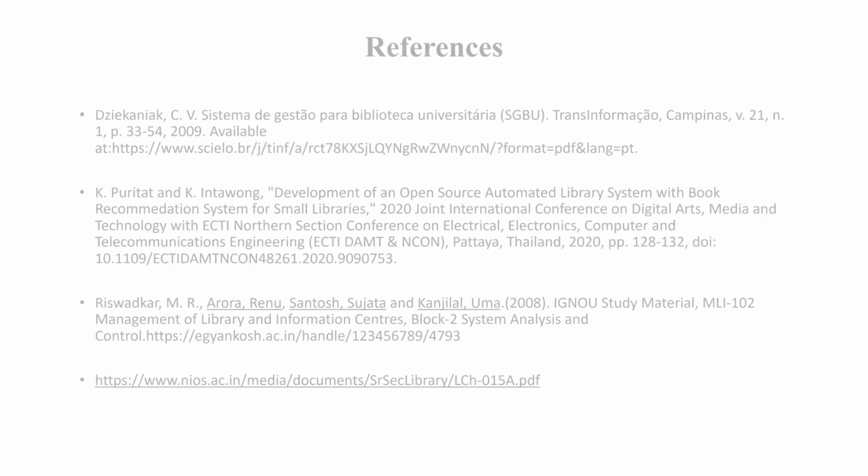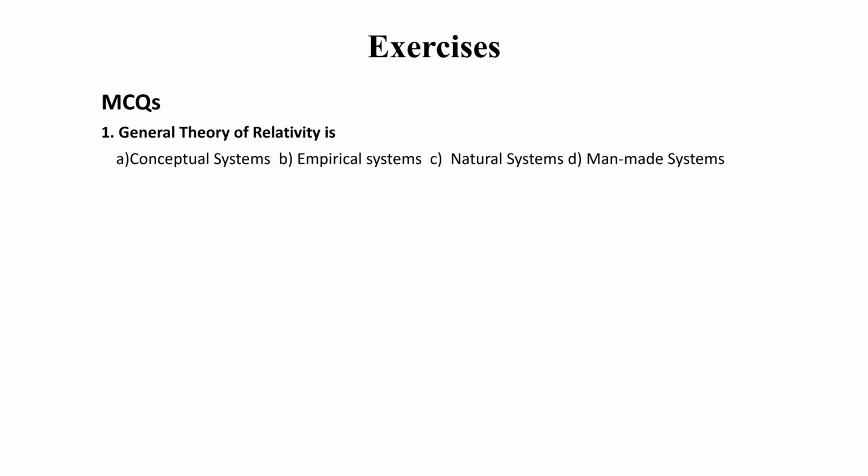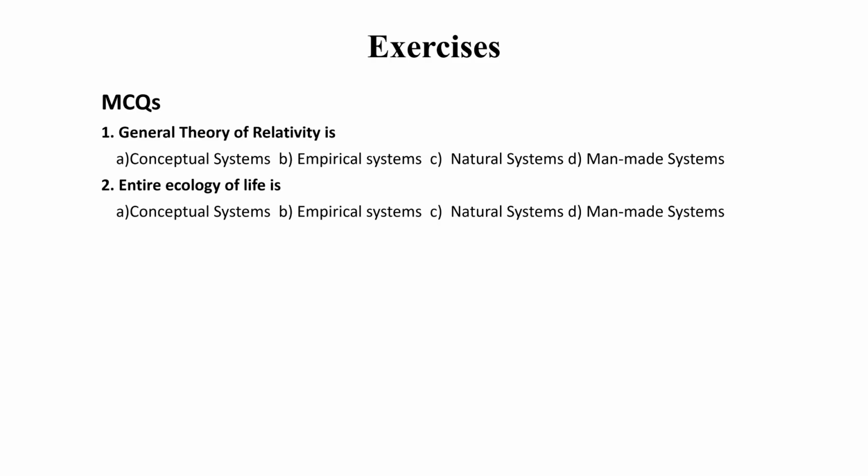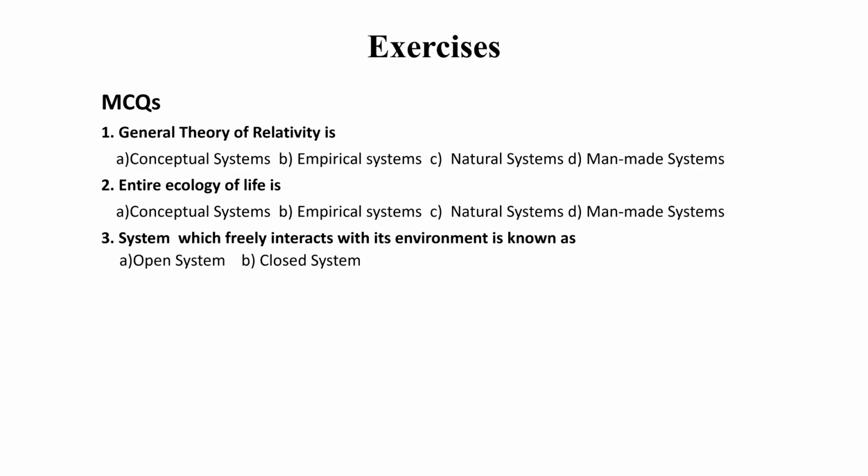I have given here a few exercises to perform, like MCQs. General theory of relativity. We already know it is a conceptual system because it is theory based, concept based. The next question: the entire ecology of life will be a natural system. A system which freely interacts with its environment is known as an open system. Obviously, it is an open system because it can easily interact with the environment.